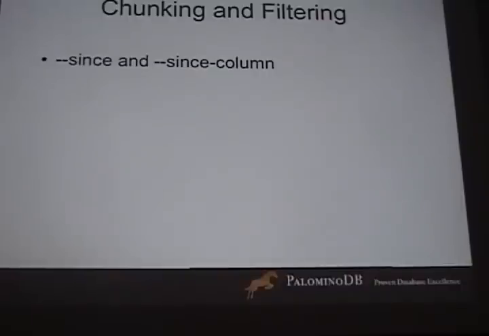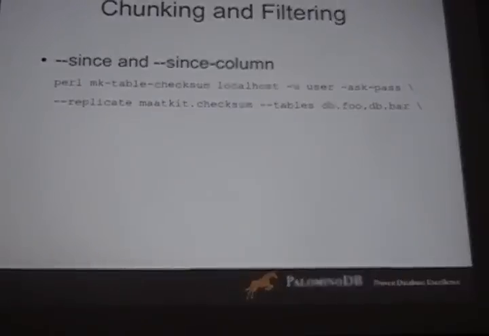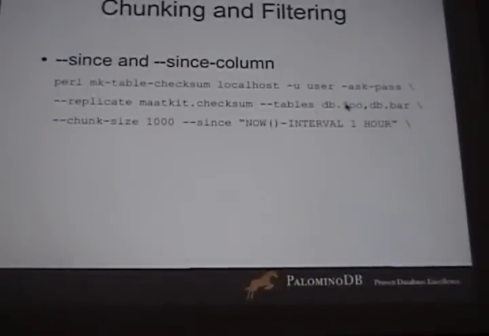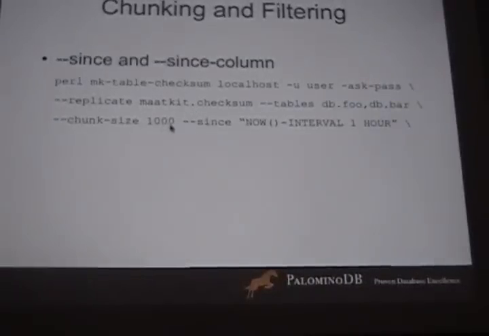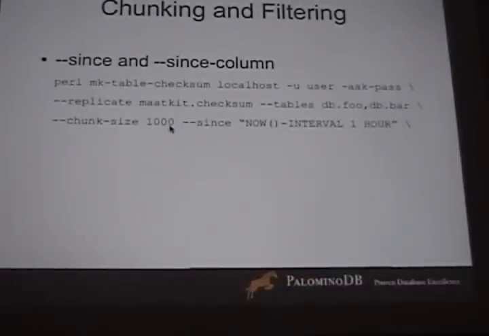So if you chunk and filter, you might say, look, I read the manual page, and they have this --since and --since-column. I want to use it. You can do that as well. You can say for these tables, db.foo and db.bar, I want a chunk size instead of modulo and offset. Maybe all of your tables have a modified or created time, and you want to say since now minus interval 1 hour. Maybe write it every hour.